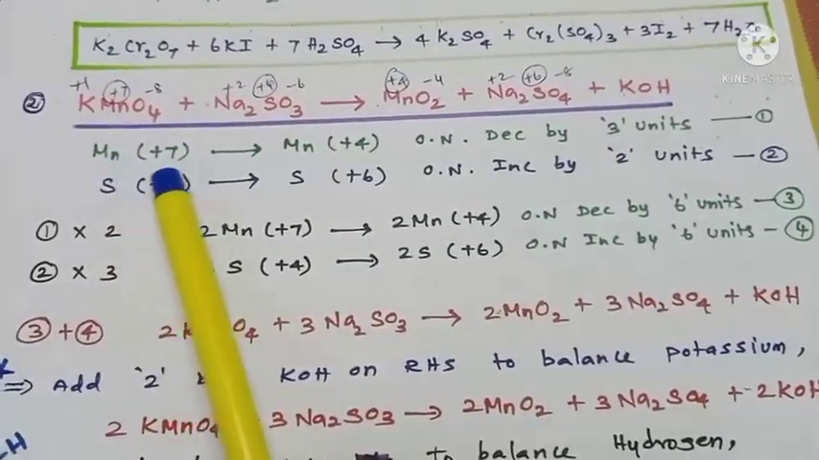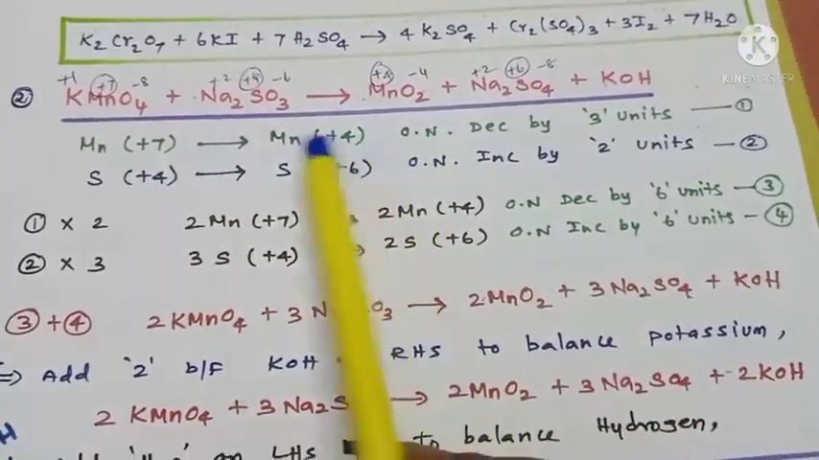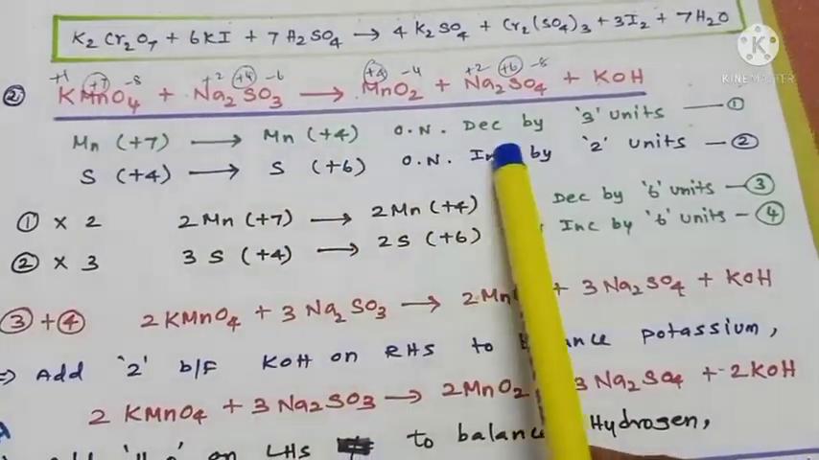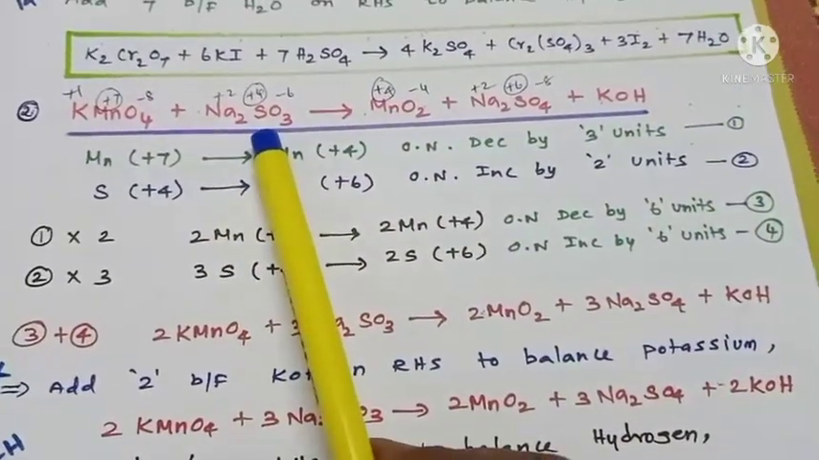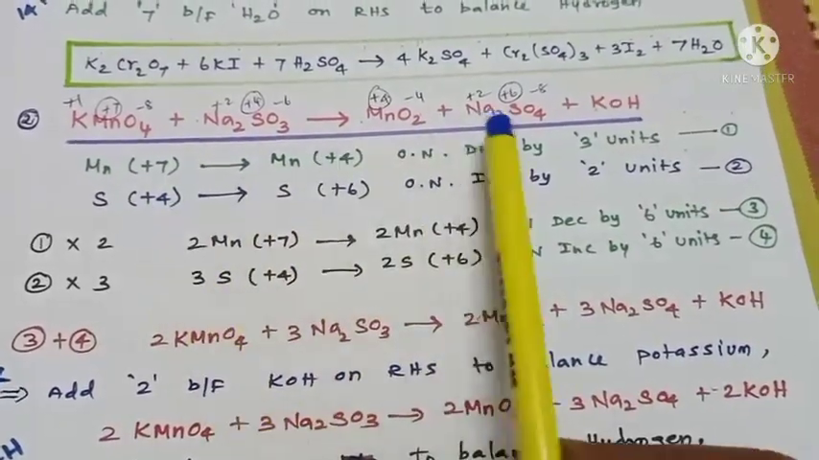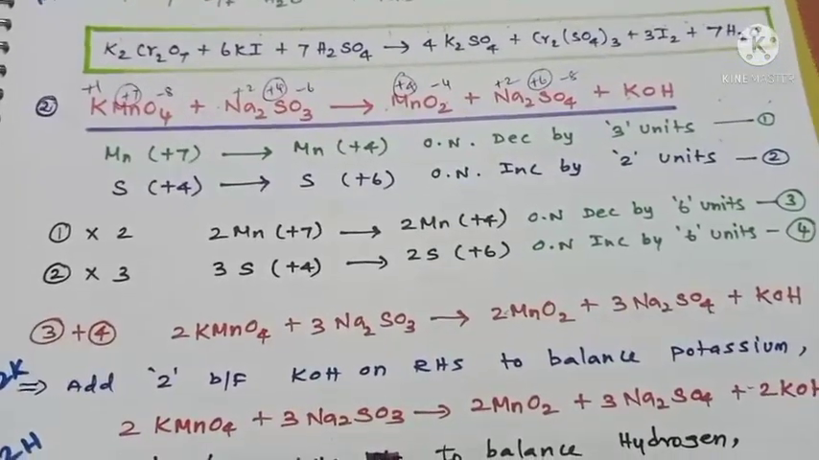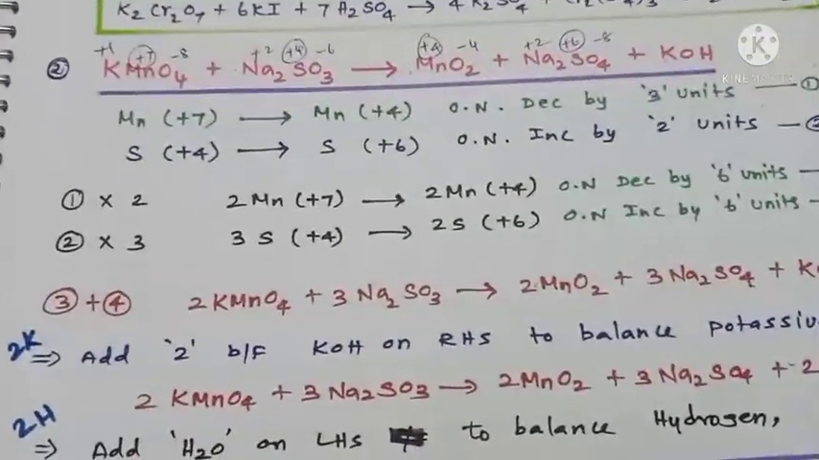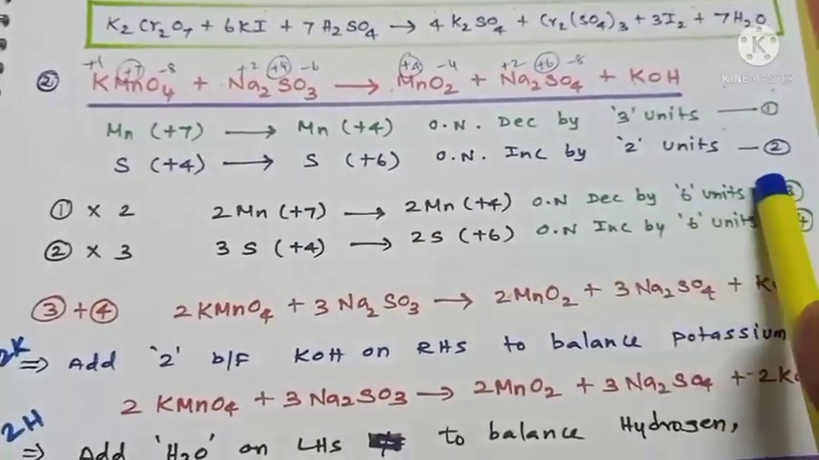Left hand side manganese oxidation state is +7. Right side in MnO2 it is +4. Oxidation number decreases by 3 units. Equation number 1. Then second compound, left side sulfur is in +4 oxidation state. Right side it is in +6 oxidation state. So the oxidation number of sulfur increases by 2 units. +4 to +6, 2 units, isn't it? Right. Now equation number 2.